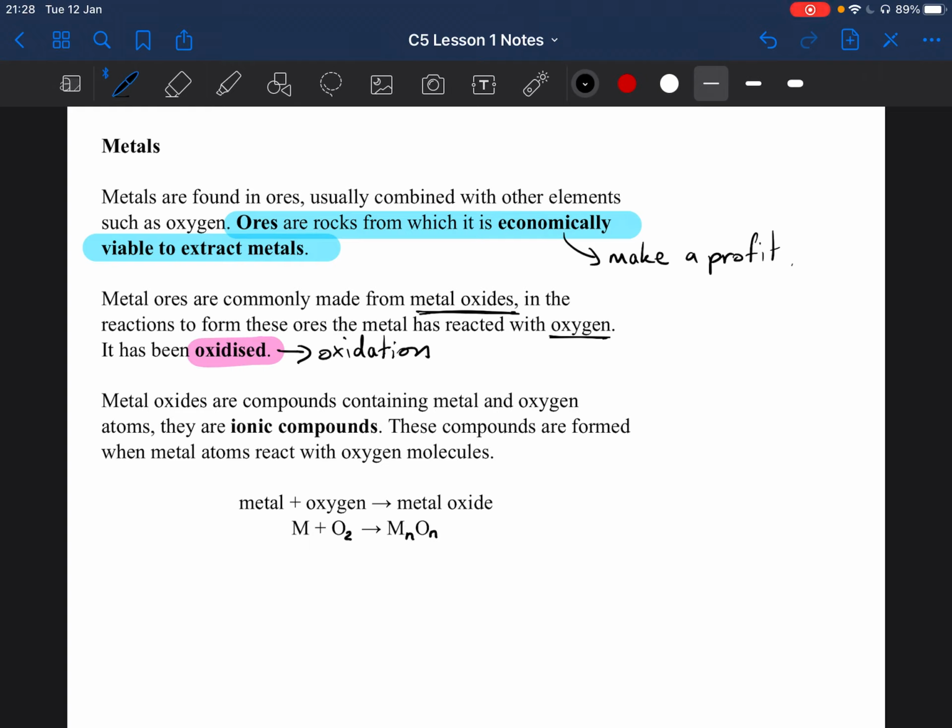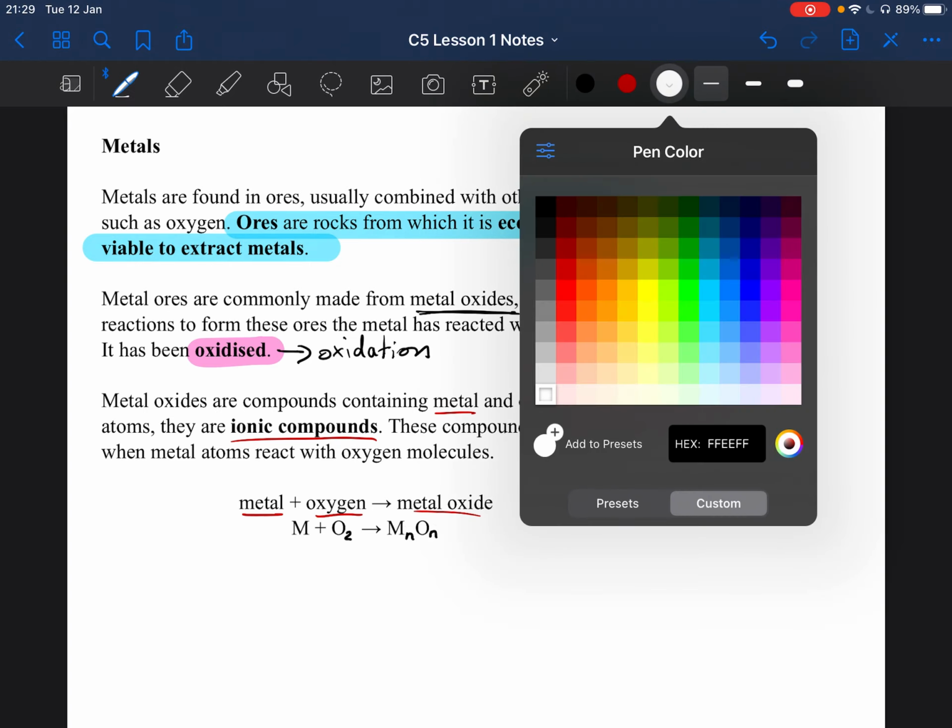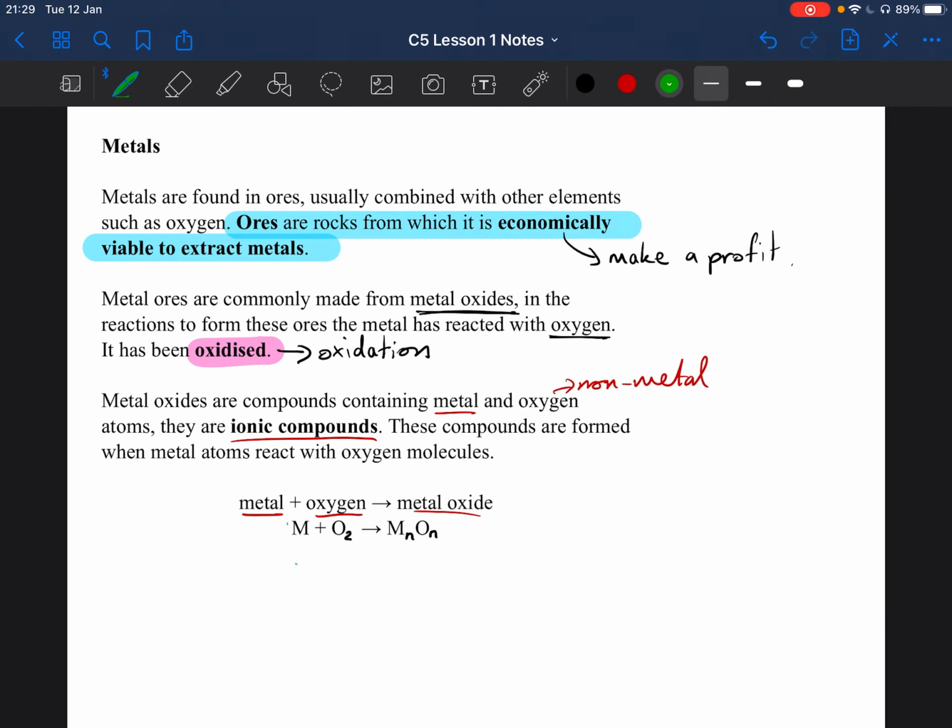So if we look at our metal oxides, you will see that I started with ionic compounds because they are actually ionic compounds. They're made of a metal and a non-metal, because that's what oxygen is. And so this is where all of those skills come in from previously. So what we have happening in this reaction is we have our metal and our oxygen coming together to create our metal oxide. Now this symbol right here is what we use as a standard symbol, and it just means any metal.